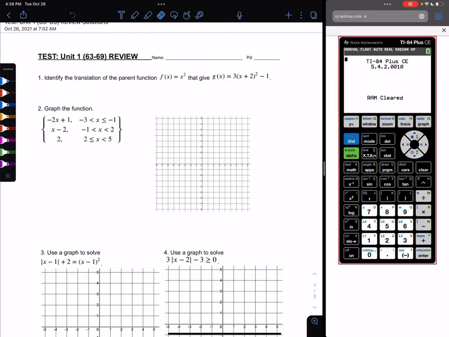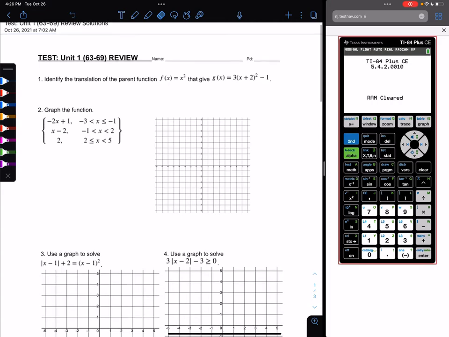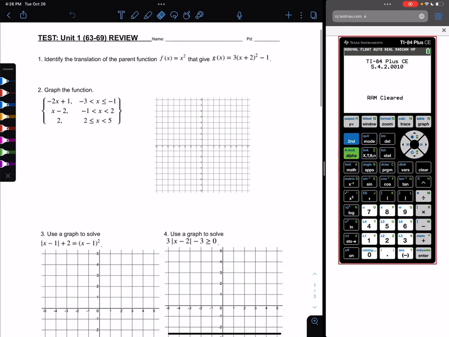All right, here we're going to look at the Unit 1 test review, and we're going to go through the solutions one at a time, and I'll explain the methodology behind them. So number 1, identify the translation of the parent function f of x equals x squared that gives g of x equals 3 times (x plus 2) squared minus 1.